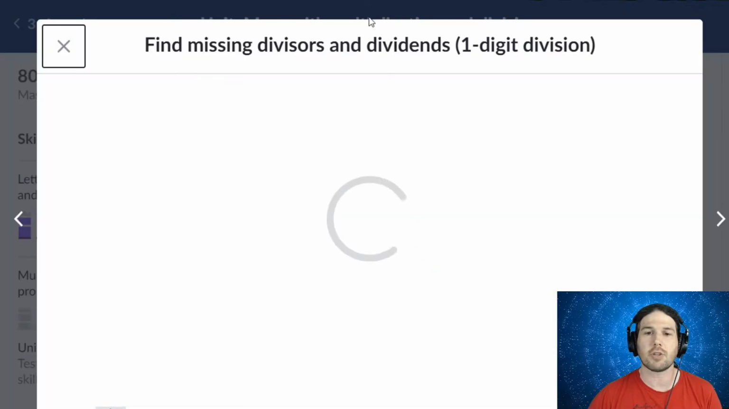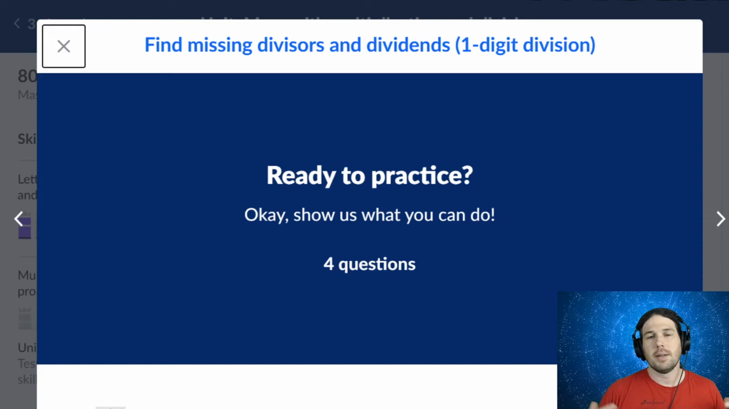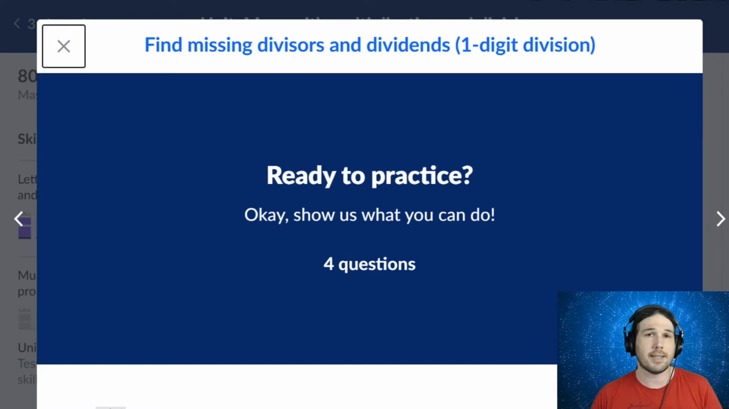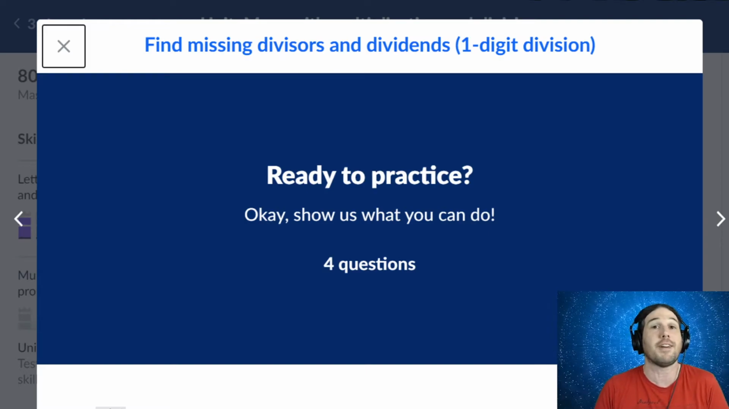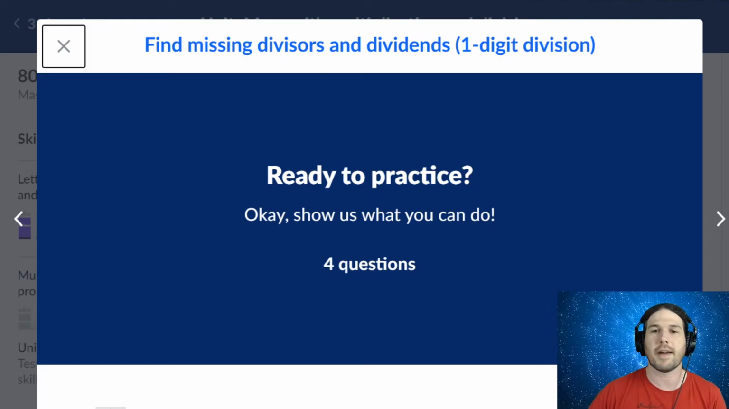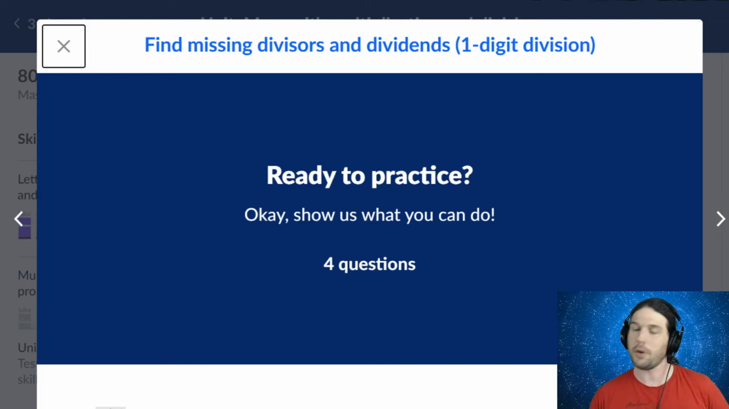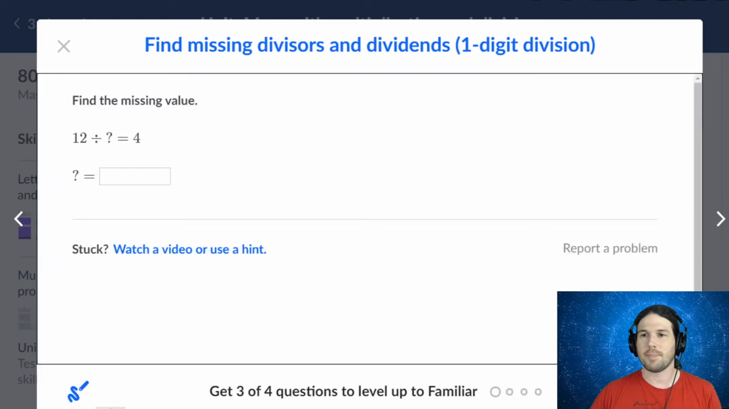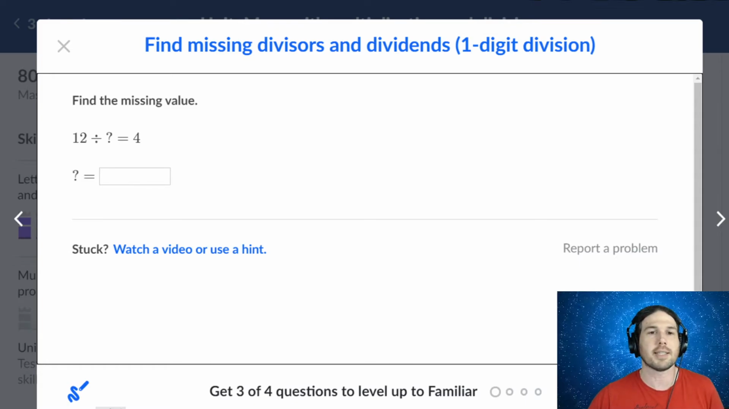Find missing divisors and dividends. So the divisor is the number that is being divided. And the dividend is the number that is, no, that's not right. That doesn't sound right. Divisor is clearly the thing that's doing the dividing, and the dividend is the thing being divided. See, once again, I almost gave bad information, but my knowledge of linguistics and the words involved saved the day. Math and linguistics, they are so closely interlinked, it's not even funny.